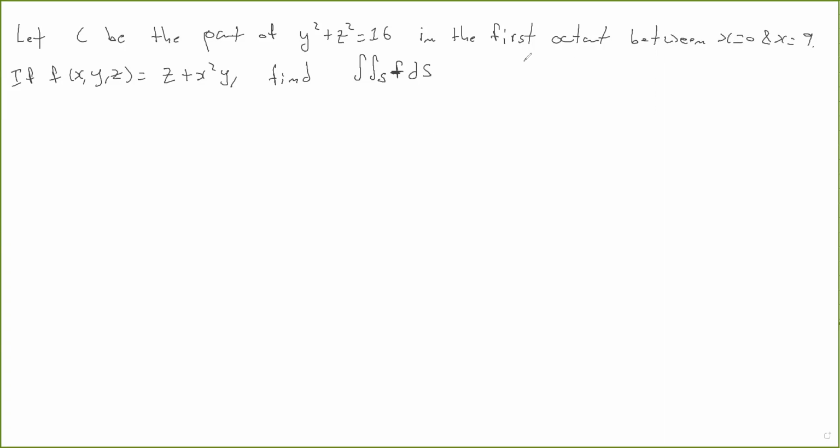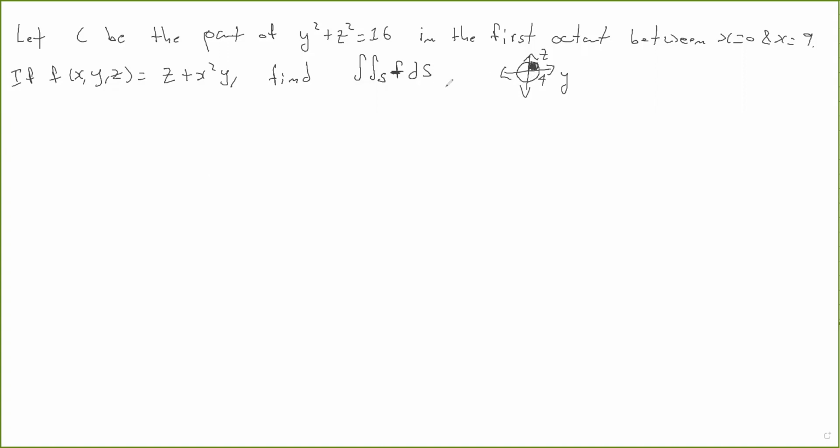So the projection of this shape onto the yz plane is going to be like this. The projection of the whole cylinder is going to be the circle of radius 4. Okay, but we just want the part that's in the first octant. So that's going to be the first quadrant in the yz plane. And then this is going to come out of the screen from x equals 0 to x equals 9. The axis coming out of the screen is the x-axis.